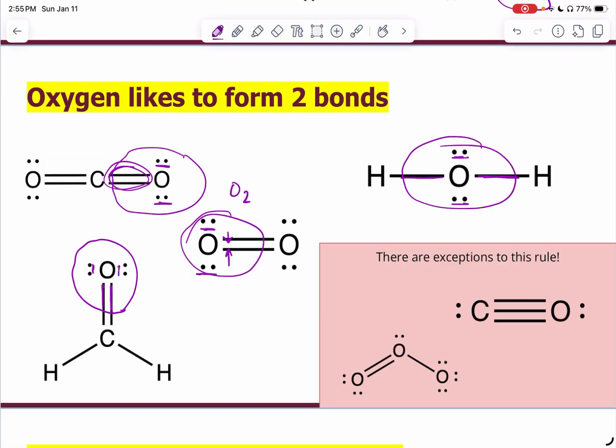Now, like I said, there are exceptions. Carbon monoxide over here, this has 3 bonds to oxygen and 1 non-bonding pair. This is ozone or O3, and you'll see the center oxygen has 3 bonds, so 3 altogether, and then a non-bonding pair. And then one of the terminal oxygens has 2 bonds, and then one has 1. So there are definitely some exceptions, but 2 is a kind of like a natural state for oxygen.